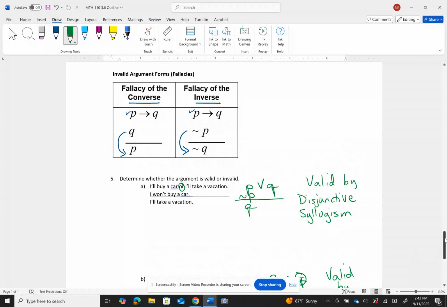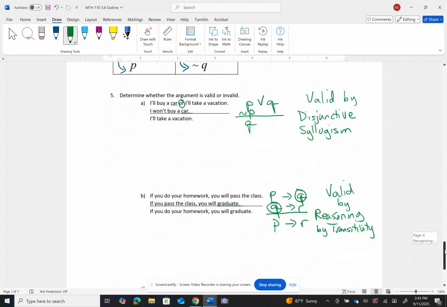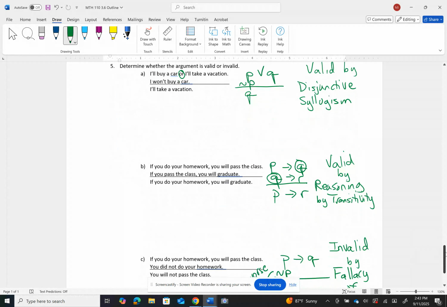All right, so we worked through question number 5, where we're trying to determine if an argument is valid. We did that by writing each argument in its symbolic form and comparing it to those 6 common argument forms and finding that it fit one of them. And we could tell without doing a truth table that the first argument was valid and the reason was disjunctive syllogism.